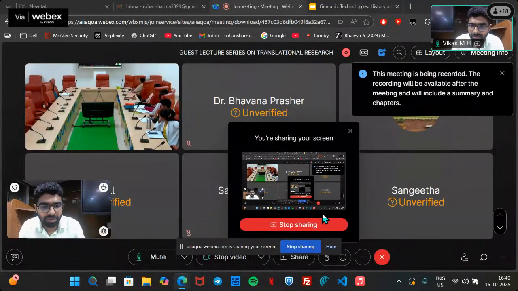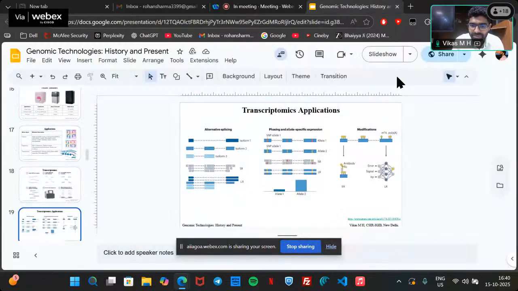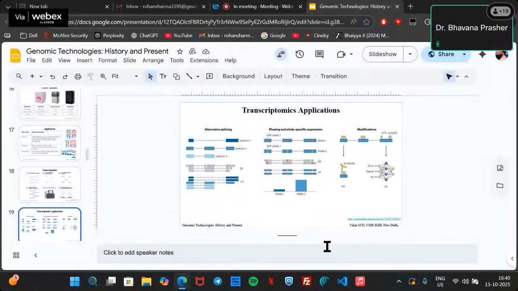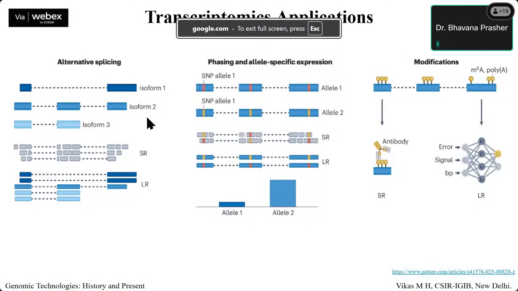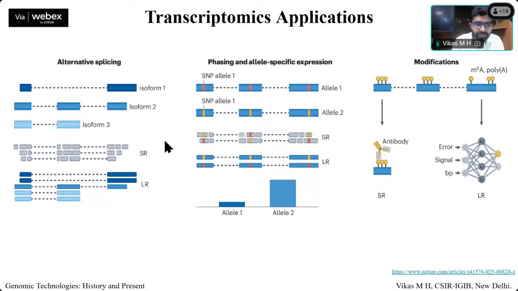So was I audible the whole time, or did I miss any part? You are audible. Just this modification part is where we lost you. Okay, okay. So should I explain this again? I think alternative splicing is over. You can start from phasing and allele specific expression. Okay.